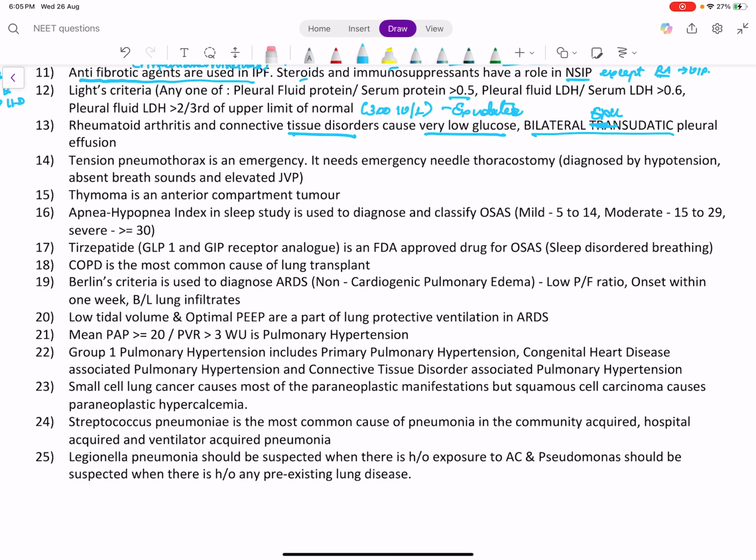Now about the other pleural disease, which is tension pneumothorax. It's not pneumothorax, it is tension pneumothorax. It's an emergency. Why is it an emergency? It causes hypotension, elevated JVP and absent breath sounds, because when lungs get collapsed due to tension pneumothorax, the lungs will not get filled. So JVP will be elevated and blood will not enter from the lungs to the heart. So there will be hypotension. The treatment is immediate needle thoracostomy followed by ICD.